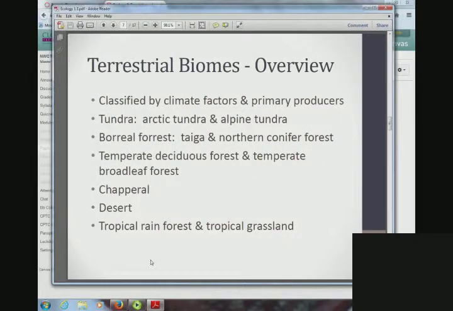So as an overview of the terrestrial biomes, they're classified by climate factor and their primary producers. With the tundra, we have the Arctic tundra and the alpine tundra. The boreal forest is going to include the taiga and northern conifer forests. The temperate deciduous forest is also going to be in a similar category with the temperate broadleaf forest, the chaparral, the deserts, and the tropical rainforest and tropical grasslands.